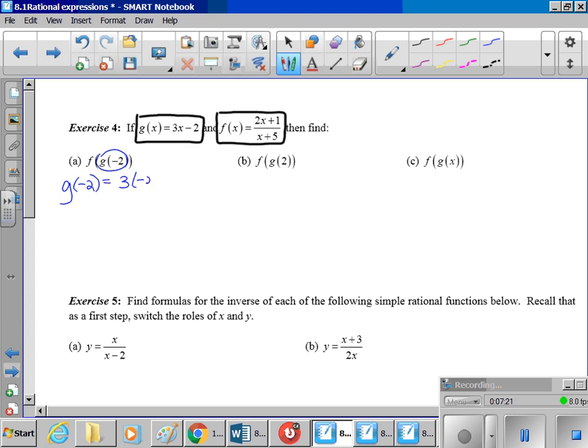So 3 times negative 2 minus 2. This is equal to negative 6 minus 2, which is negative 8. Now I'm going to take that negative 8 and put it into my f of x. So f of negative 8 is equal to 2 times negative 8 plus 1 over negative 8 plus 5, which is equal to negative 16 plus 1, which is negative 15, and negative 8 plus 5, which is negative 3. So my answer is positive 5.